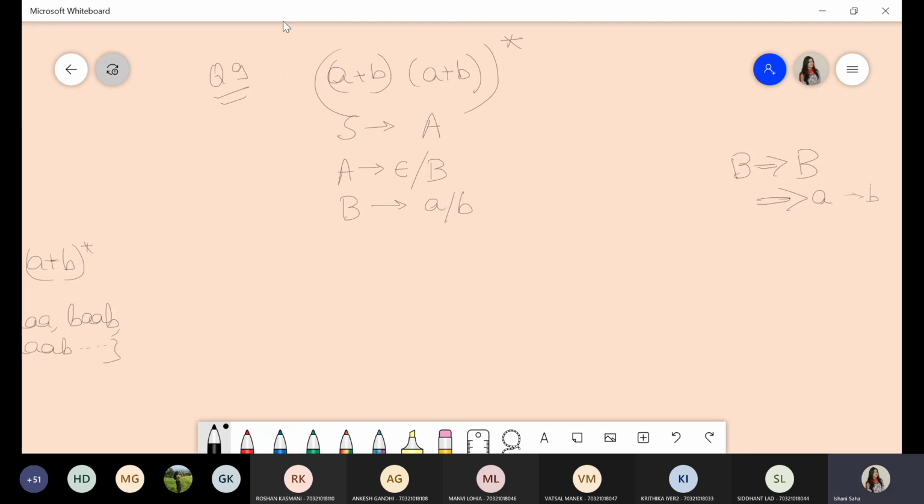Okay, let me check. S, I'm starting with A, okay? Then A can be B and B can be either A or B. Some mistake is there. See, for A or B, you write either A or B. Anybody else?